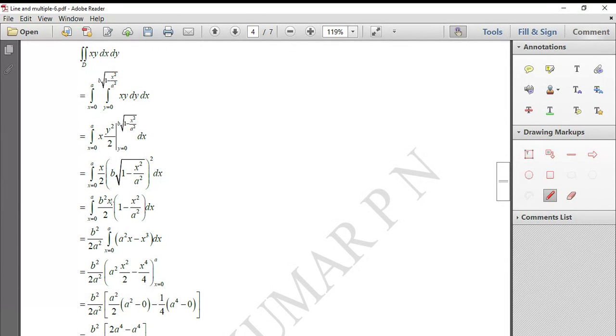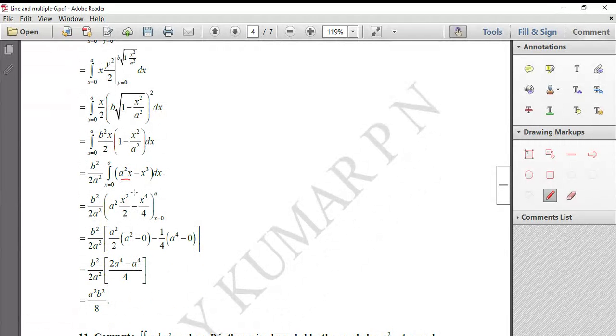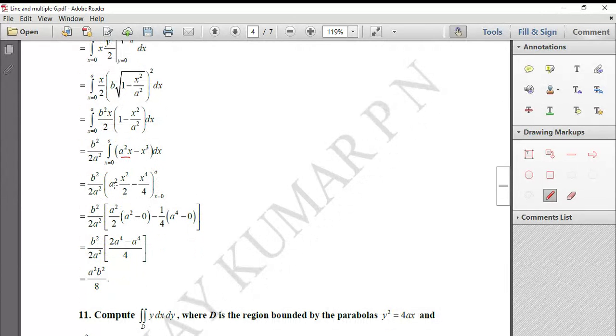Let me take b square also outside. Let me multiply this with this so that you will get x into a square, which is a square x, minus x into x square, which is x cube. Let me integrate this. A square is constant. Integration of x is x square by 2 minus x to the power of 4 by 4, and the limit is from 0 to a.